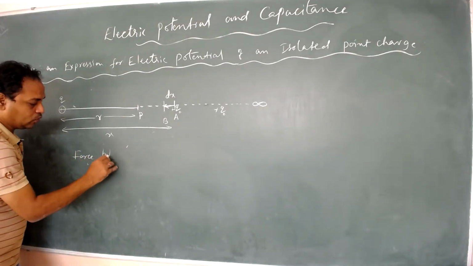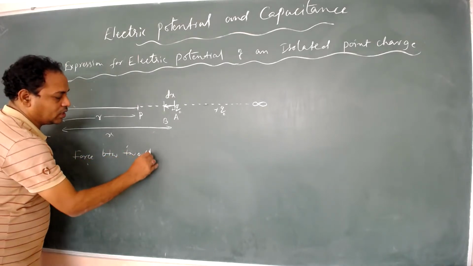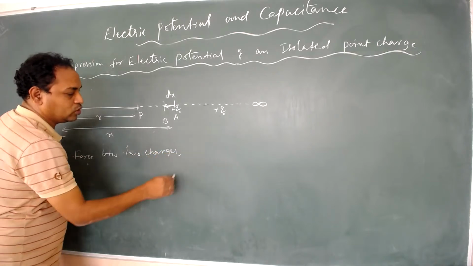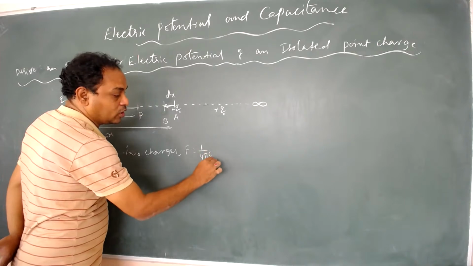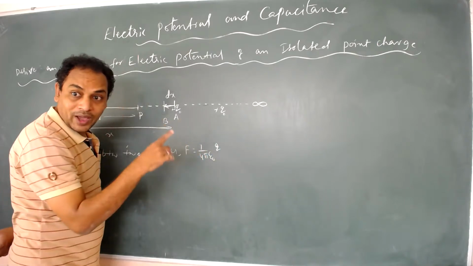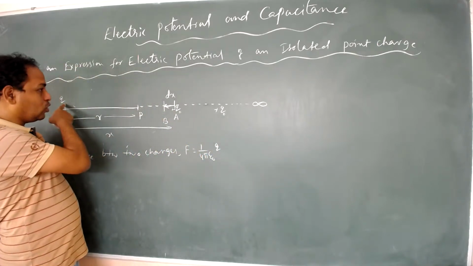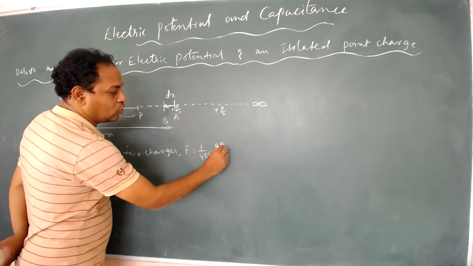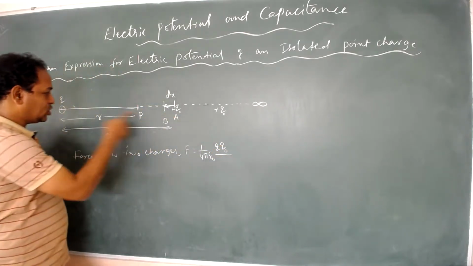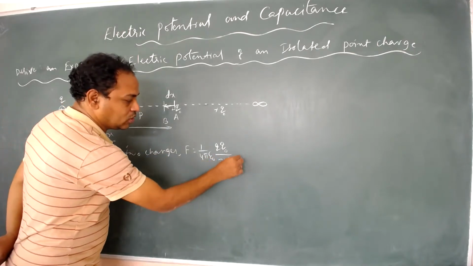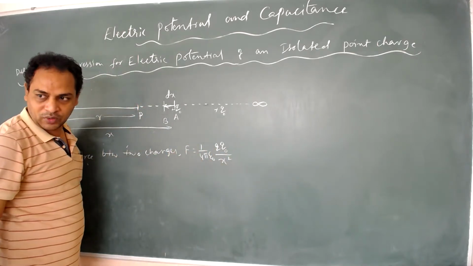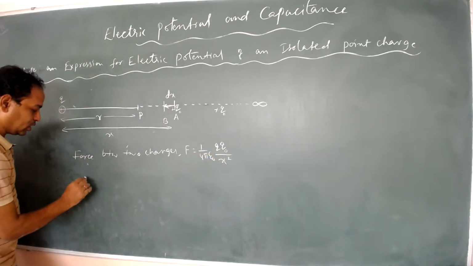Force between two charges is nothing but, we know that formula, F is equal to 1 by 4 pi epsilon naught into Q1 Q2 by R square. So here Q1 means Q, here Q2 means nothing but Q naught, divided by the distance between them, X square. So this is the force. Clear what I'm saying? So this much force is there.